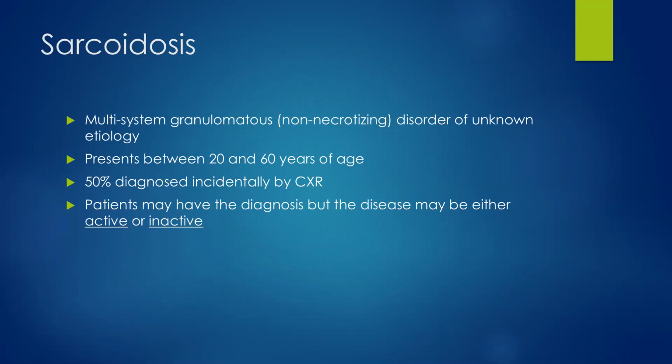Half the patients are just diagnosed by accident on chest x-ray because you find out that they have bilateral hilar adenopathy. The main thing with sarcoidosis, which is weird, is that people can have it and not everybody needs to get treated with steroids. It can either be active or inactive. So if you make a diagnosis of somebody with sarcoidosis, that's great, but then you also have to make a decision about, do I think that they're active or inactive right now? Only active patients need to be treated with steroids. Inactive patients, they don't need anything.